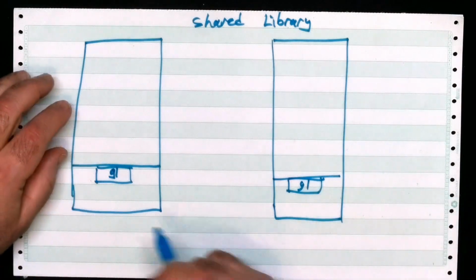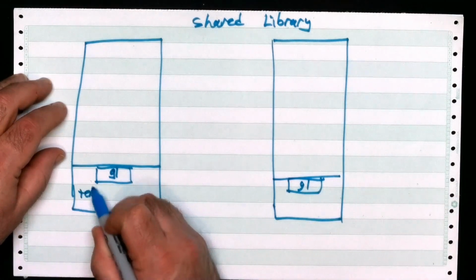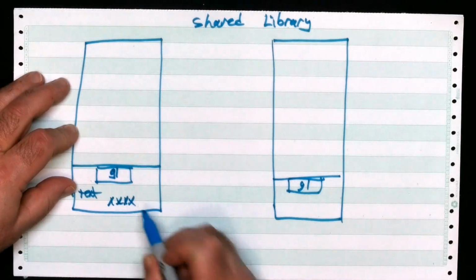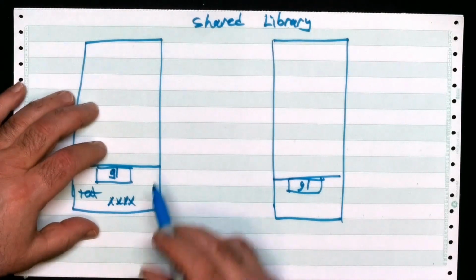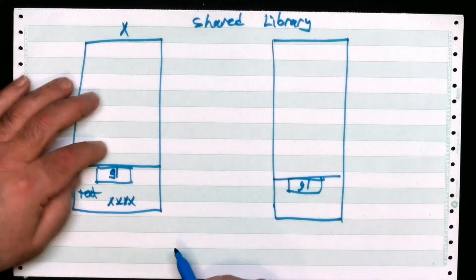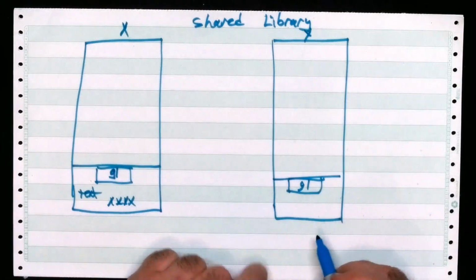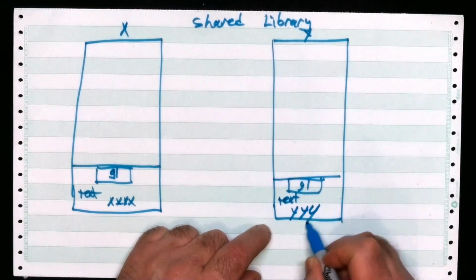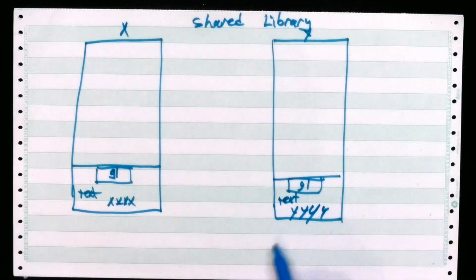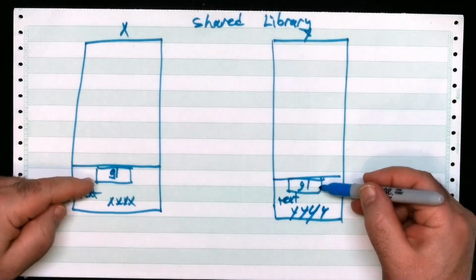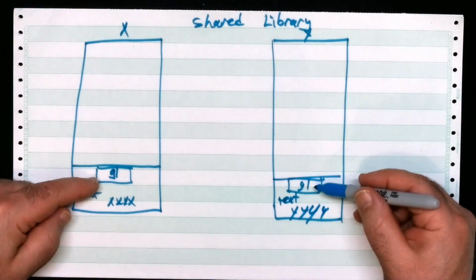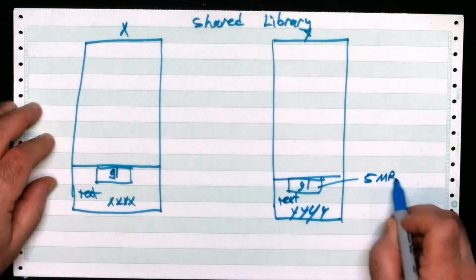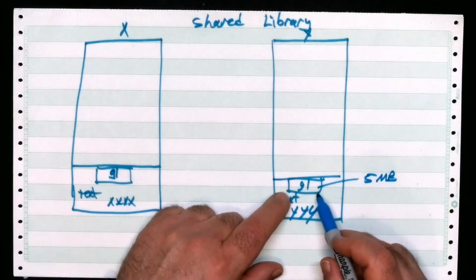So here's your text. This is my text region, and this is full of a bunch of instructions for some programs. So maybe you have X, whatever instructions in here. Why? Because this is program X. Here's another program. It's program Y. Well, what's in its text region? The instructions for Y. But this stuff is the same, only this part. And let's say this is 5 megabytes worth of data in this library.